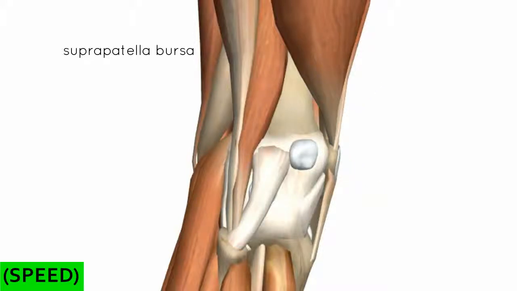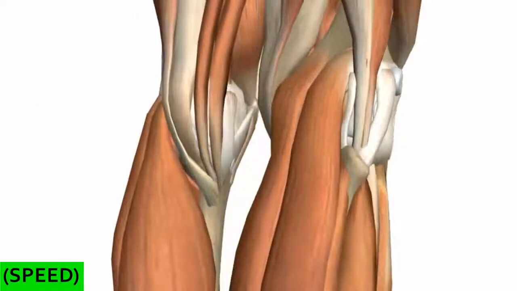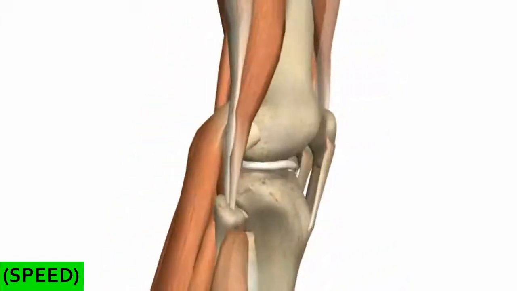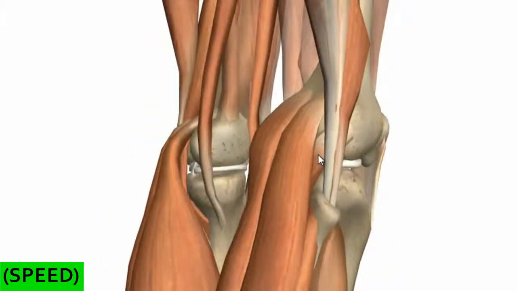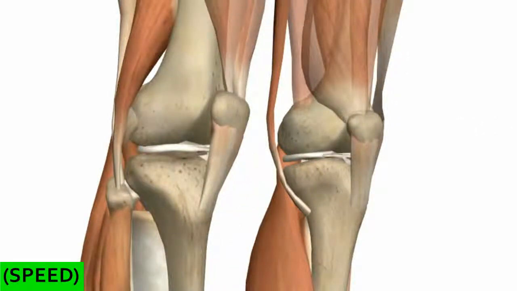So it also folds to form the subpopliteal recess. So this fold lies between the popliteus tendon and the lateral meniscus. So if I just fade away the muscles, we might be able to... Okay, so you can see this muscle here. This is the popliteus muscle. And if I rotate it around, you can see the lateral meniscus here. So this bursa sits sort of under the popliteus tendon, by the lateral meniscus.